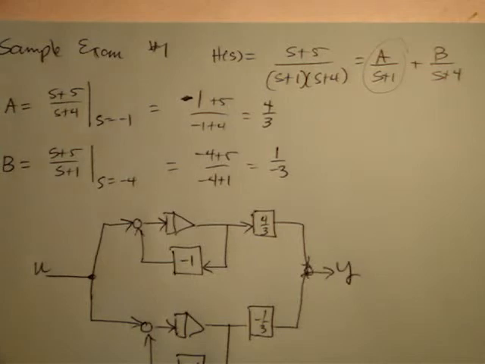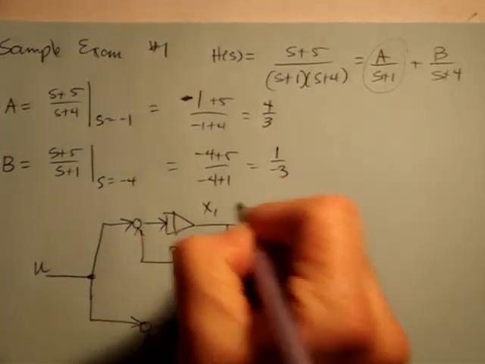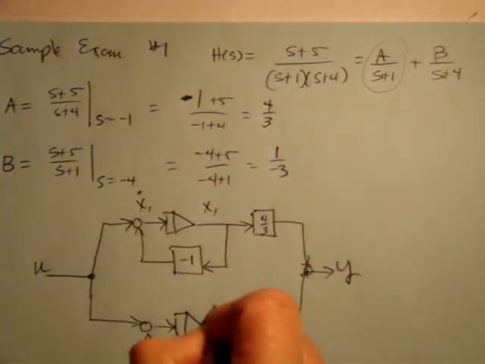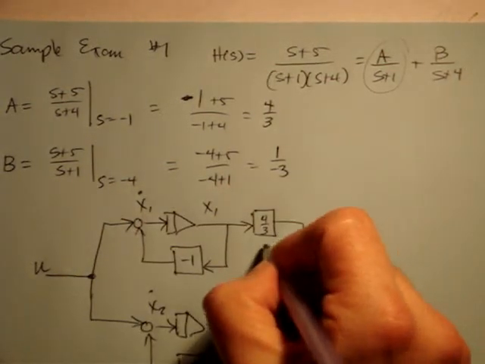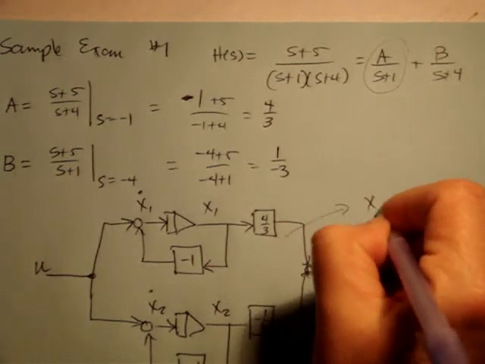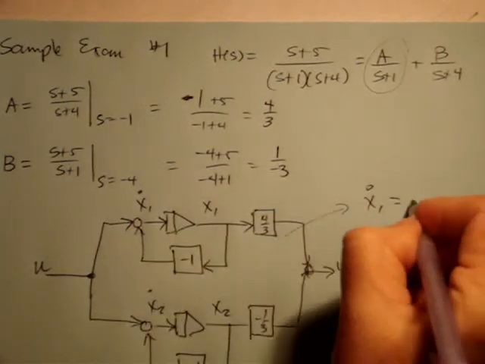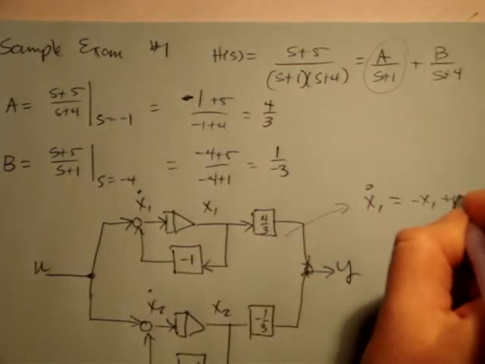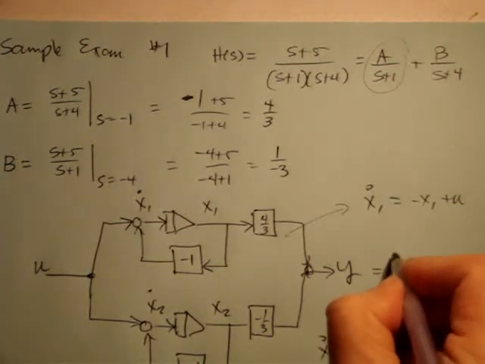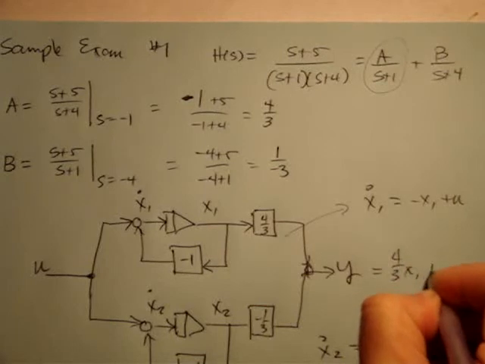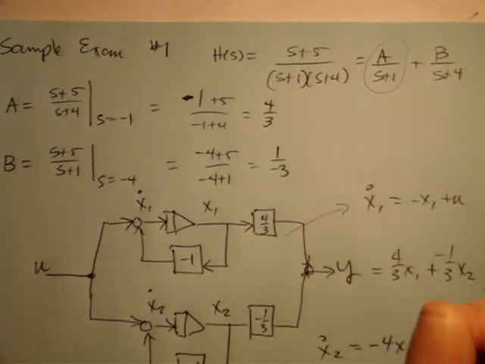Okay, and so then we'll define our states: x1, so this must be x1 dot, and call this x2, and here's x2 dot. We can write our state equations then from this side. x1 dot is -x1 plus u. And x2 dot is -4 x2 plus u. And then also y is 4/3 x1 plus -1/3 x2.